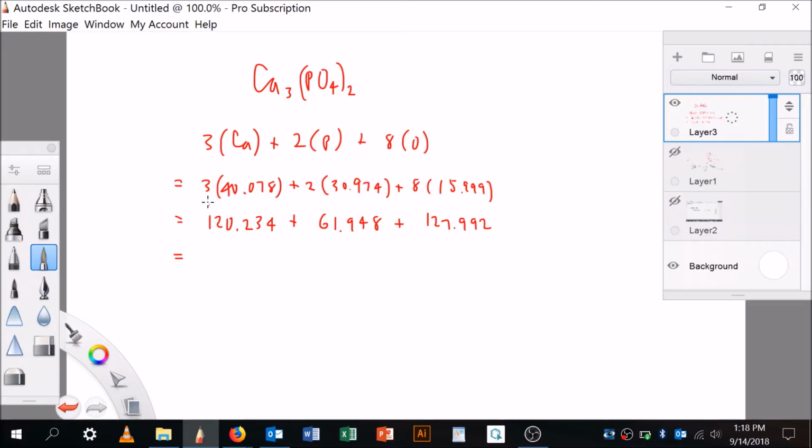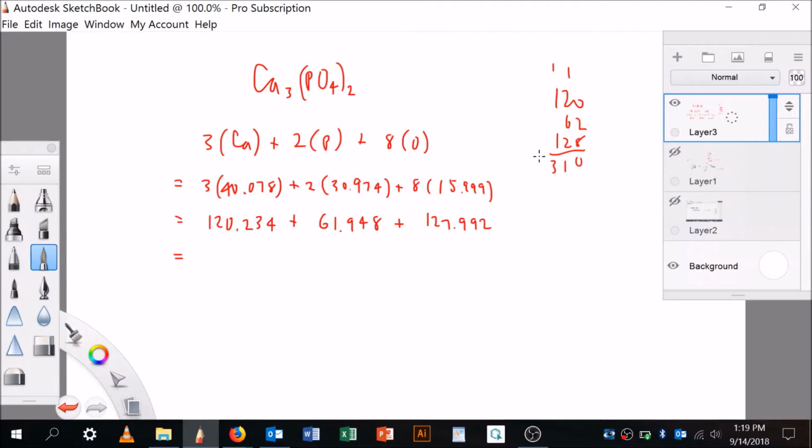Before I do though, I'm going to estimate. 3 times 40 is about 120. That makes sense. I'm doing this to save myself a mistype, which is not uncommon. 2 times 31 is about 62. That's right. And 8 times 16, I cannot do that in my head. I know 4 times 16 is 64, and 64 times 2 is 128. So 8 times 16 is about 128. That's right. 120 plus 62 plus 128 is 310. So when I put this in my calculator, it ought to be about 310.